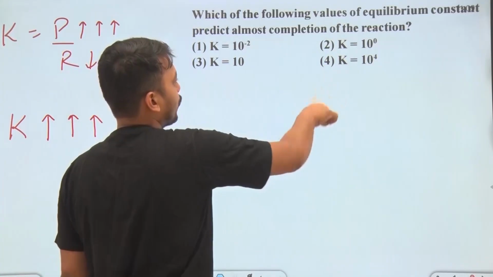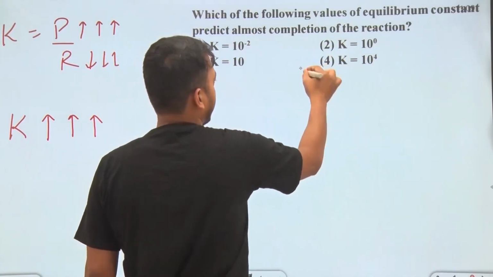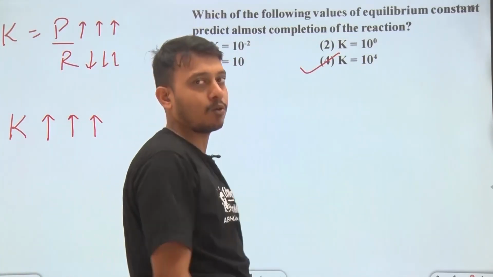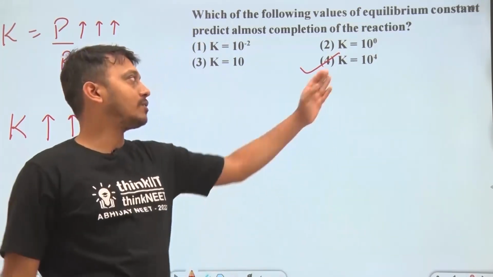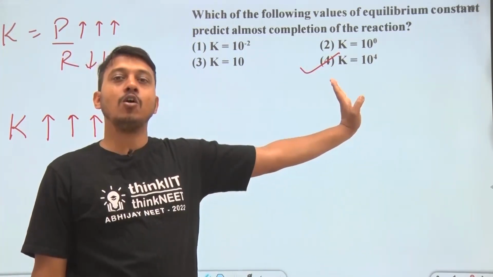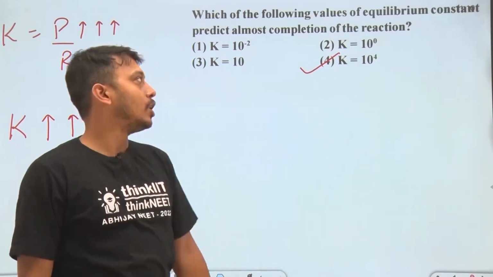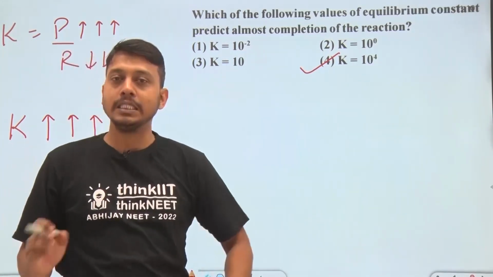Out of these four options, the maximum value is given in option number 4, that is K equals 10 to the power 4. So this value represents that the reaction goes almost to completion. So we can say that option number 4 is the correct choice here.